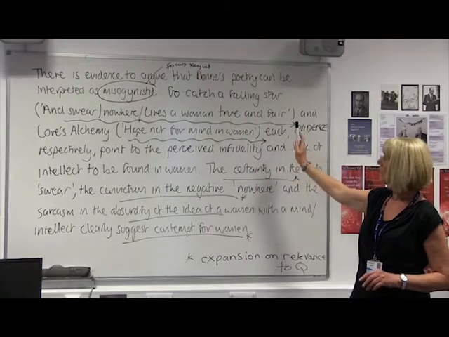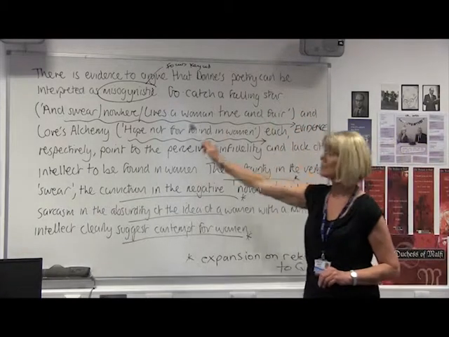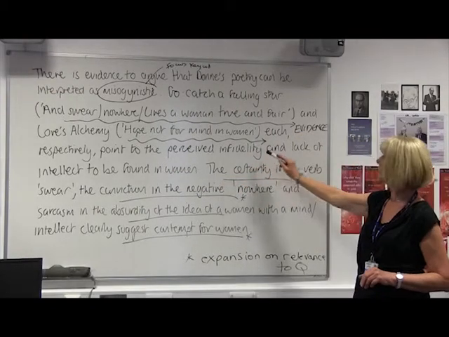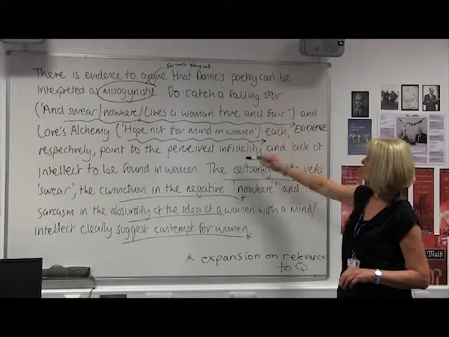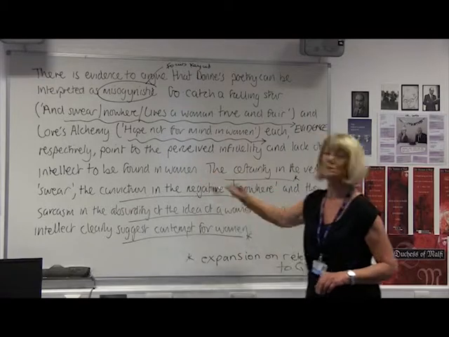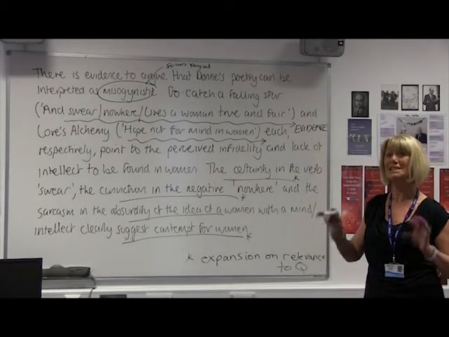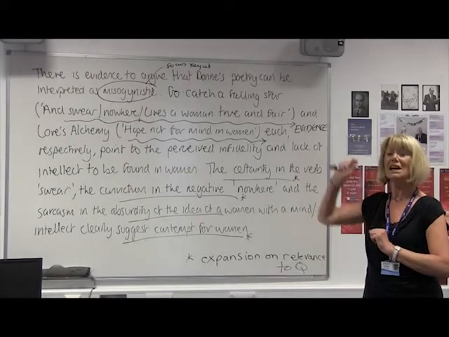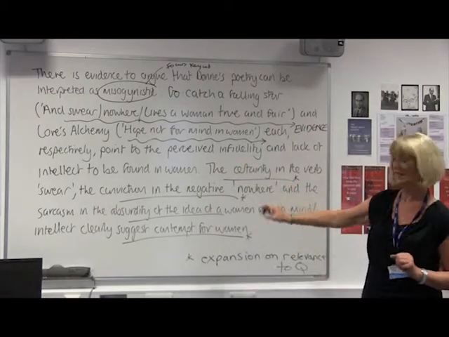Now we have, to complete this reference to those two poems, each, respectively in their turn, point to the perceived infidelity. A woman is not true. She's not faithful, infidelity, and lack of intellect, hope not for mind, to be found in women. That's what they do. But that's not enough. We're talking about elaborate, expand on the connection between your references to text and the key word of the question, contempt for women, misogynistic. So, one final sentence.